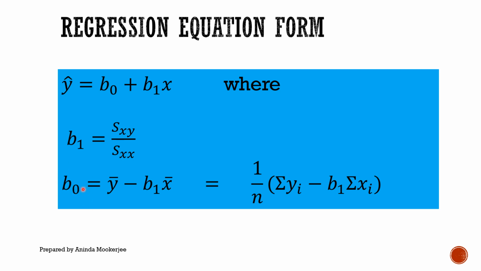B sub 0, which is the y-intercept, goes by this formula here. This is the defining formula and here is the computing formula. However, to find b sub 0, we first need to find b sub 1 because as you can see, the formula does use b sub 1 for the y-intercept. All right.